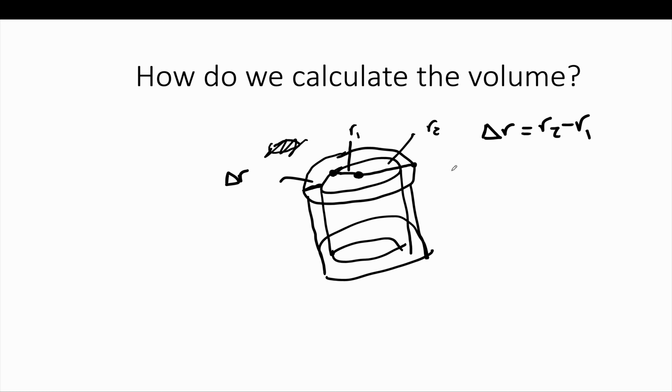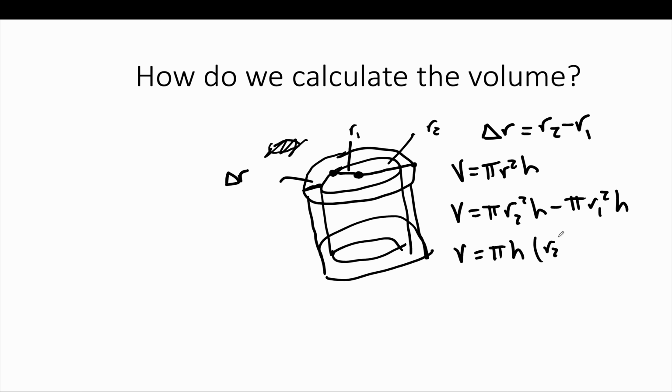So in general, what's the volume of a right circular cylinder? It's V equals pi r squared h. But here we have an interior and an exterior radius, so we need to account for that. So it's pi r2 squared h minus pi r1 squared h. And we could factor a pi h out of this expression. So we get r2 squared minus r1 squared, and that's a what? That's a difference of two perfect squares, so we can factor that even further.